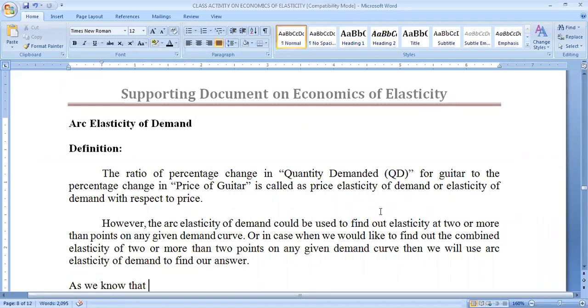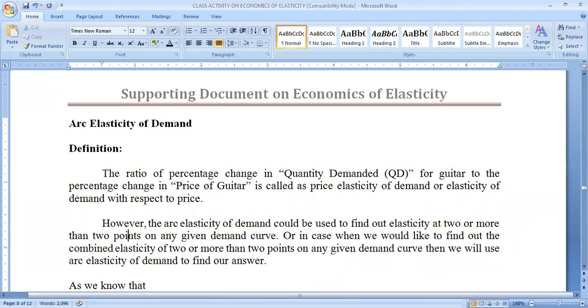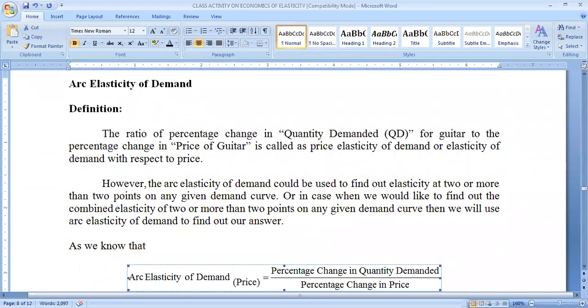However, the arc elasticity of demand could be used to find out elasticity at two or more than 2 points on any given demand curve, right? Or in case we would like to find out the combined elasticity of two or more than 2 points on any given demand curve, then we will use arc elasticity of demand to find out our answer, right? Now let's understand its formula.